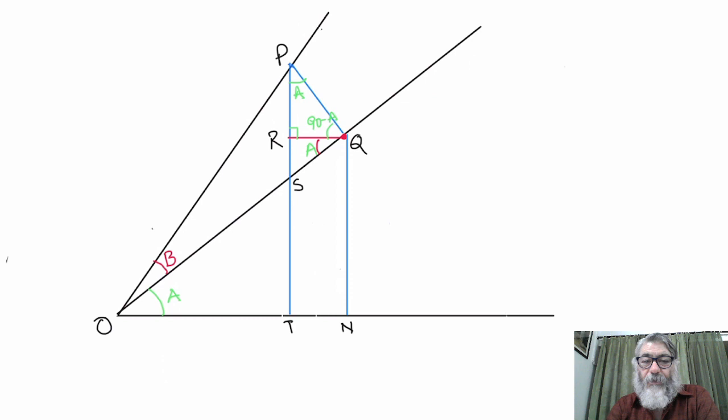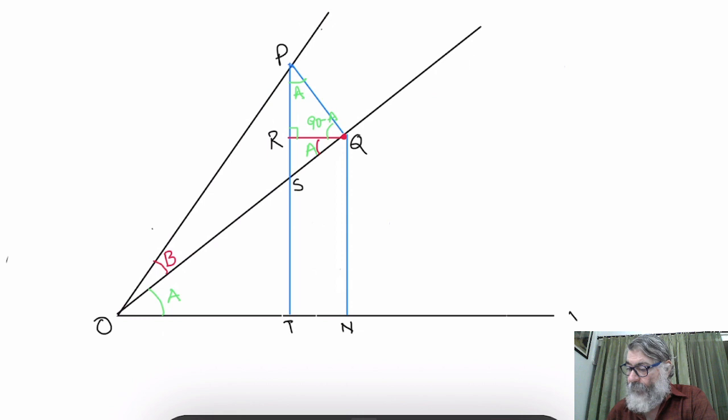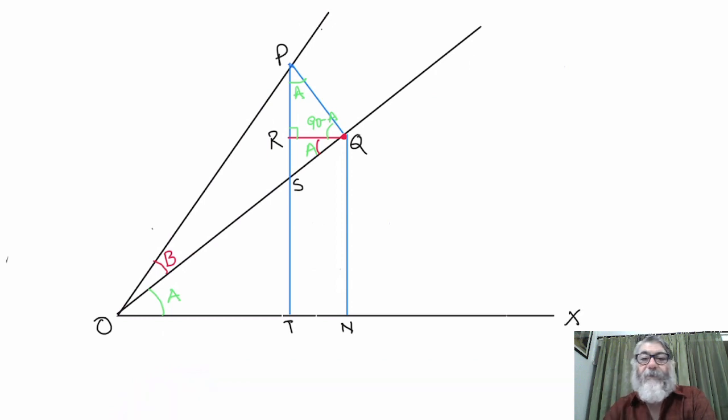O is the origin, and the horizontal line I have drawn is OX. OX is the horizontal line. Angle QOX is A. Angle POQ is B, and we have to find the value of sine (A plus B), sine (A minus B), cos (A plus B), cos (A minus B). But first thing we are going to do is sine (A plus B).